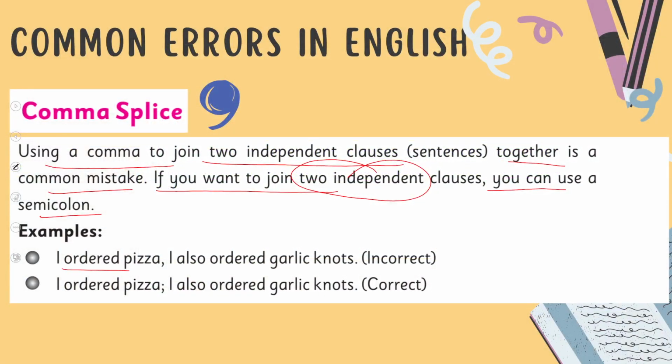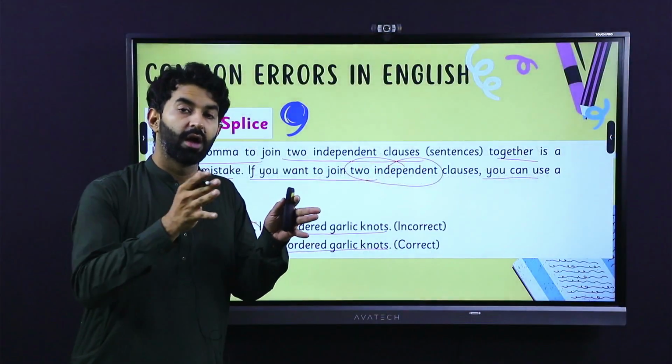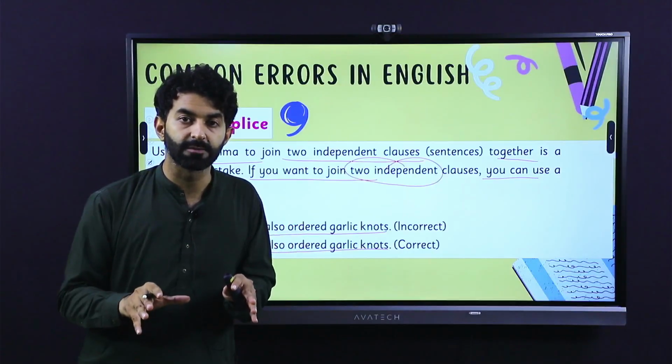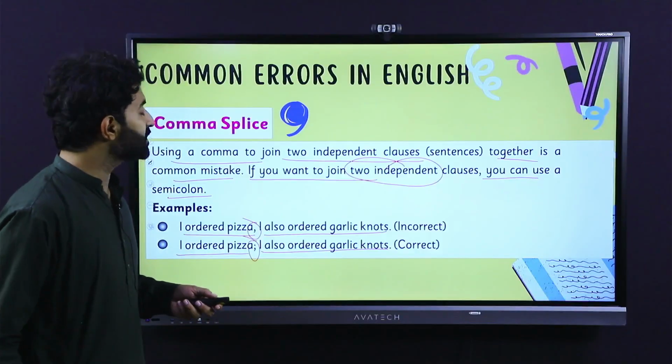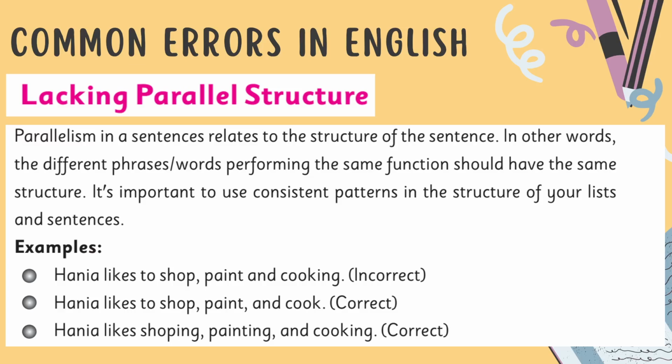So, I ordered pizza. I also ordered garlic knots. Now, instead of this, we would say, I ordered pizza; I also ordered garlic knots. So this is the correct use of the semicolon for separating these two different parts of sentences. Now, this is what we call an error of comma splice.